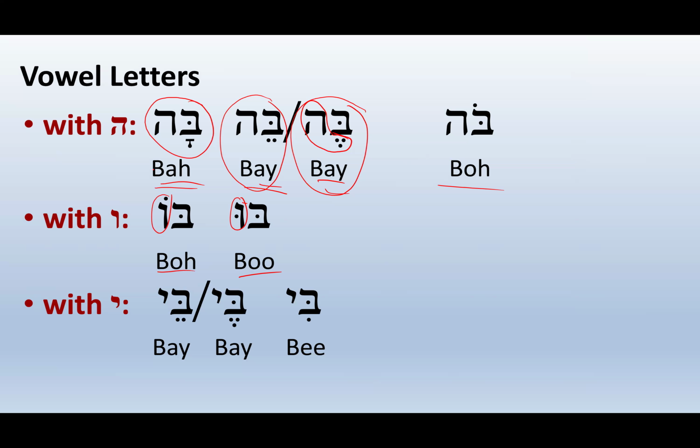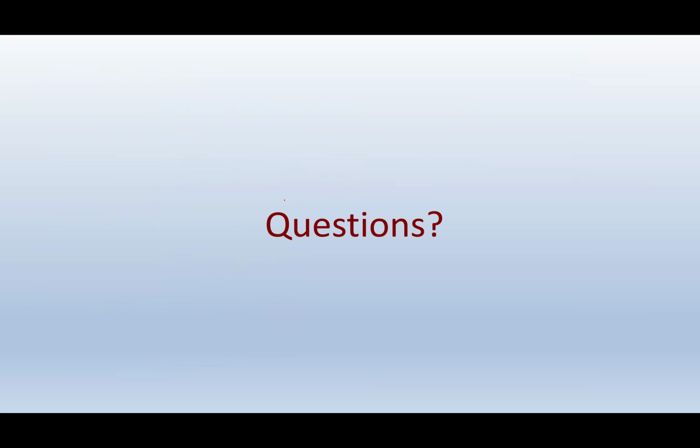And then with the yod, we have be, and bi. Again, the segol is like this segol over here. It acts the same as the tsere, like that. So be, and bi. Okay, so that's vowels. Does anybody have any questions so far, or questions from the workbook?